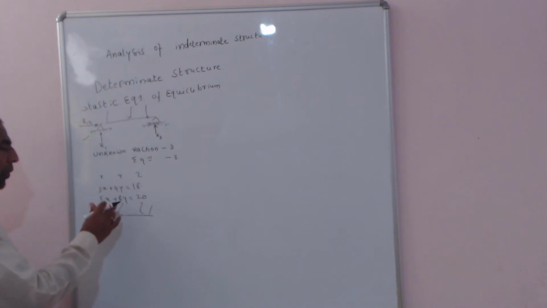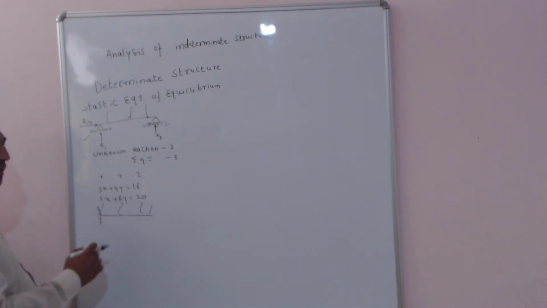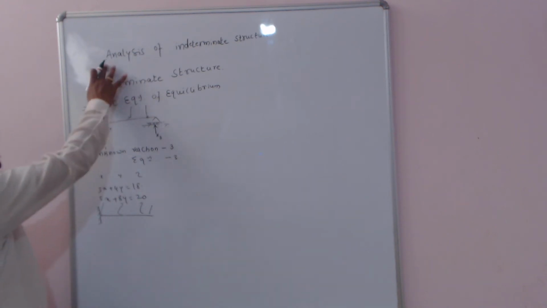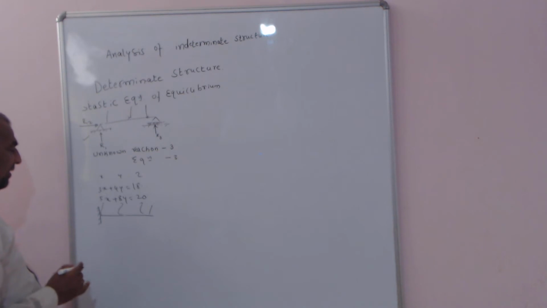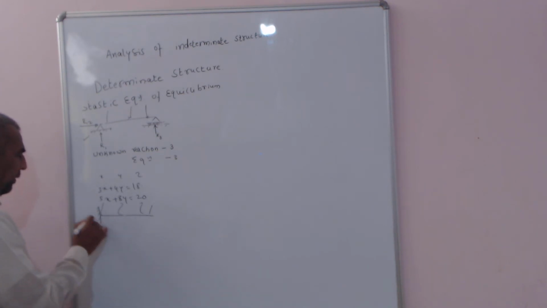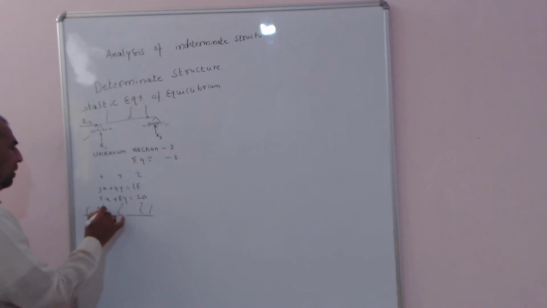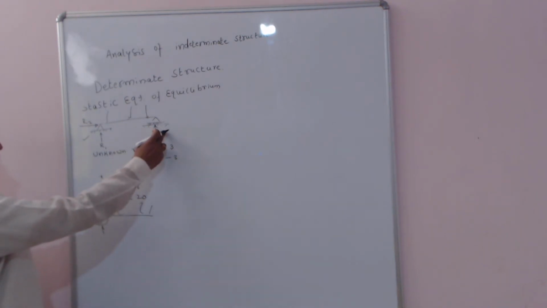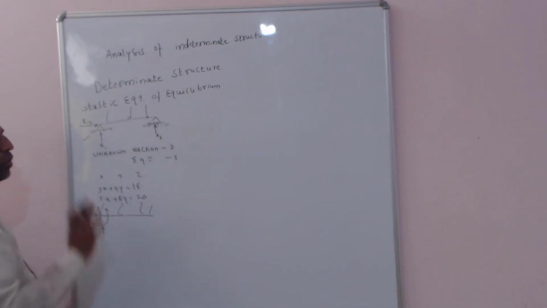First you need to know whether I can calculate the constraints or not. Then only I can decide to go for the further analysis. How many unknowns are here? 1, 2, 3 unknowns at the fixed support, 3 unknowns at a roller, 1 at the hinge, 2 unknowns.